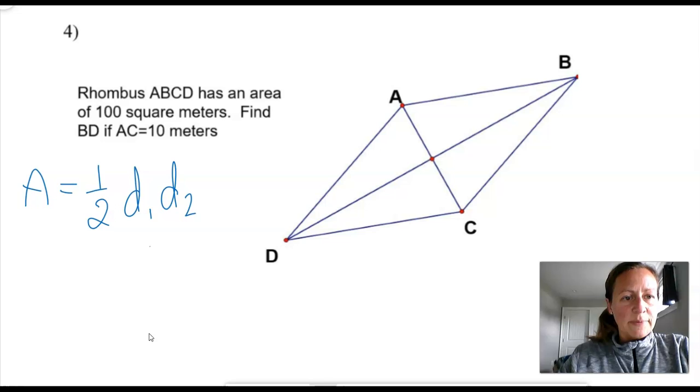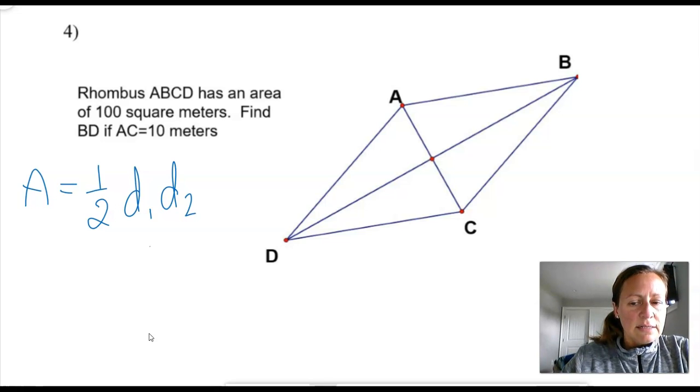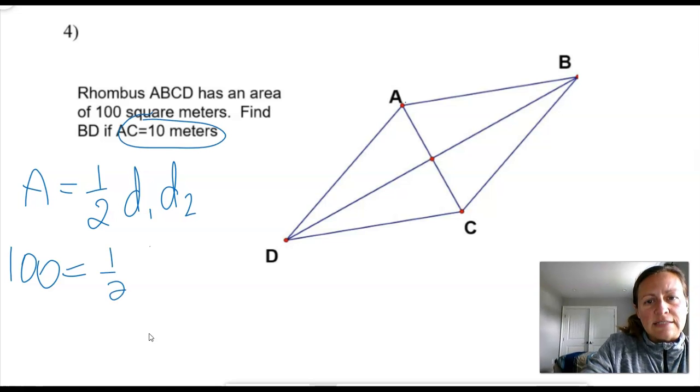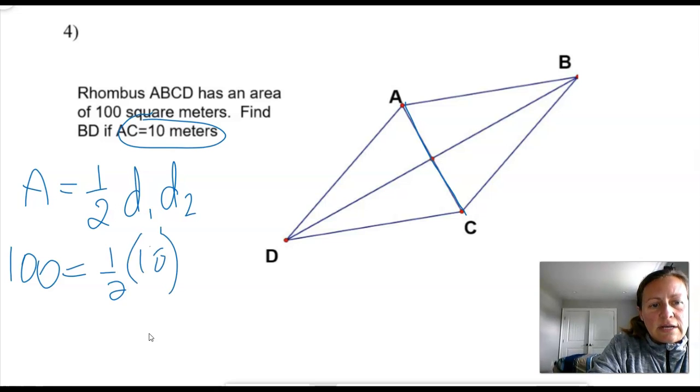All right, this problem gives us a rhombus ABCD, and we are told that the area is 100 square meters. This is a high school geometry problem where we aren't just given the two parts of the formula to plug in and calculate. We're going to have to think of it a little bit differently. We've been given the area, and we're supposed to figure out one of the diagonals. So I'm going to place the 100 in for area. And then the diagonal that they gave us, AC, that's one of the diagonals, is 10. So the question is, what's the other diagonal?